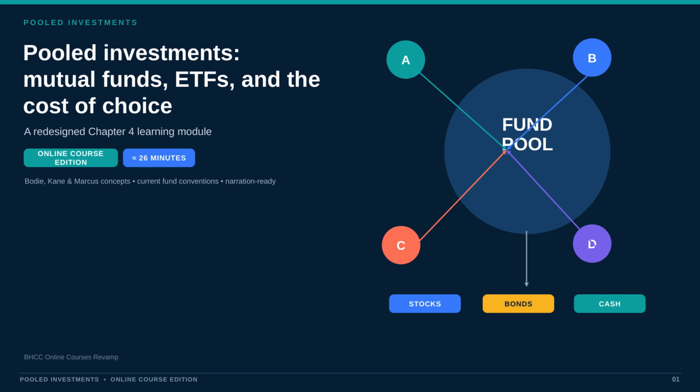Welcome to Pooled Investments. This module explains how mutual funds, exchange-traded funds, closed-end funds, and unit investment trusts turn many investors' dollars into diversified portfolios. We will separate the investment strategy from the legal wrapper, calculate net asset value, compare daily and intraday pricing, and examine fees, taxes, turnover, and performance.